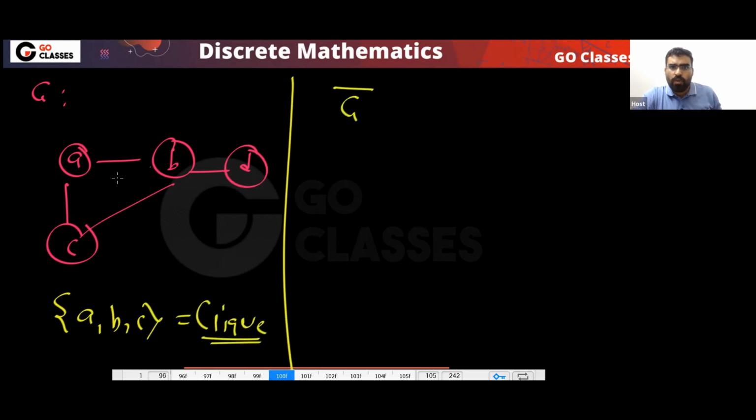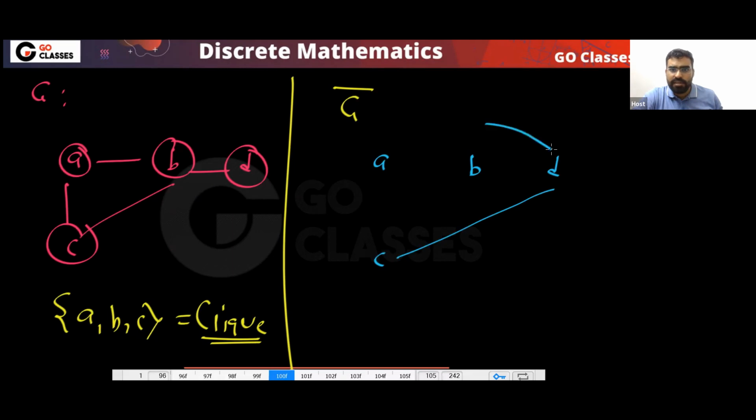Now, what will the G complement be? A, B, D, C. In G complement, these edges will be gone. Here you have pairwise adjacent vertices, so in the G complement these edges will be gone, and they will become pairwise non-adjacent. So this is your G complement.